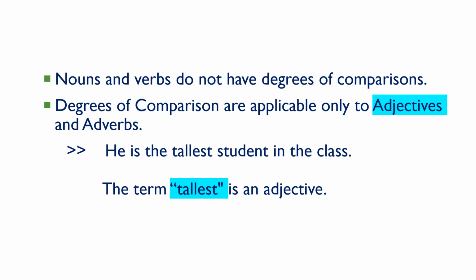First, you listen. Comparison is only made with adjectives. Nouns and verbs do not have degrees of comparison. Degrees of comparison are applicable only to adjectives and adverbs. He is the tallest student in the class. Tallest is the adjective. Then only we use degrees of comparison.